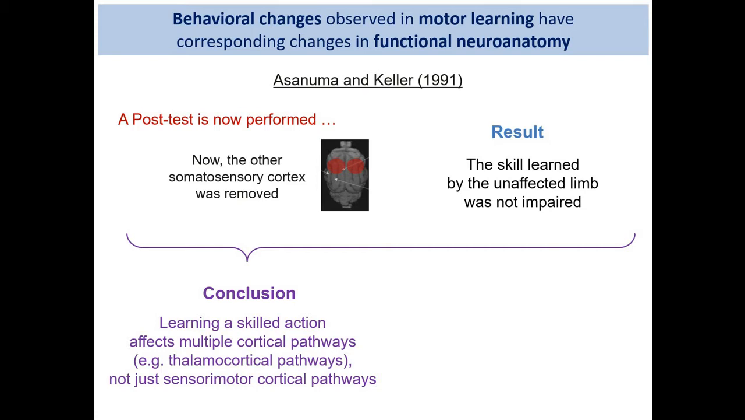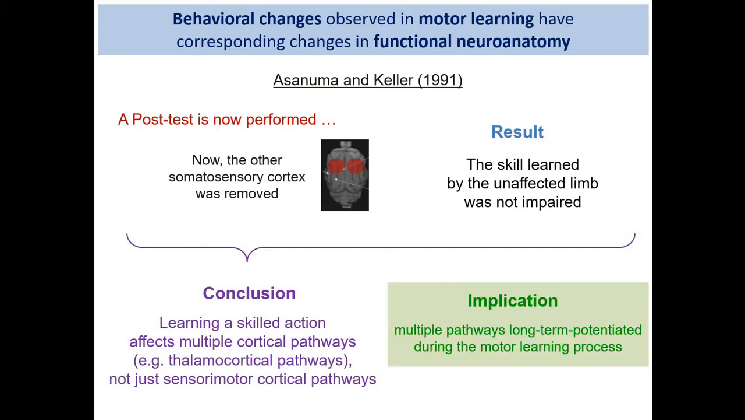The reason for this is that the learning process doesn't only change sensorimotor cortical pathways between the somatosensory cortex and the motor cortex. It also affects other pathways, such as the thalamocortical pathways. The implication here is that pathways are co-activated and long-term potentiated during the skill learning process, and even if one of these pathways is impaired, others are retained.